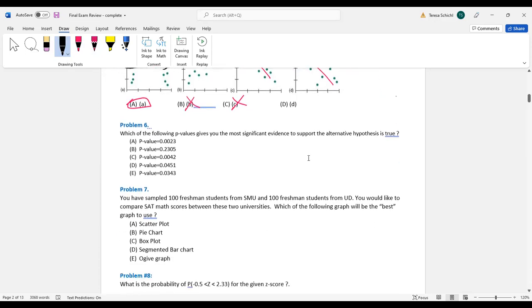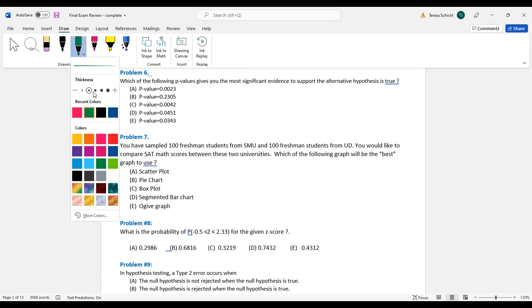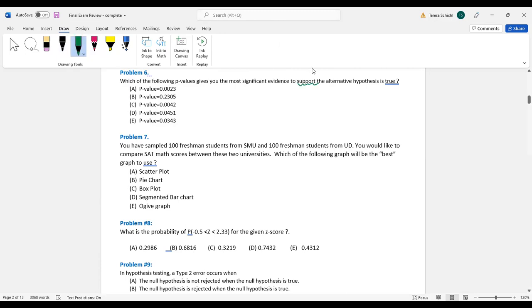Okay, now let's take a look at number 6 here. Which of the following p-values gives you the most significant evidence to support that the alternative hypothesis is true? All right. So support. This is just like we talked about before. We need to write it out. Support the alternative hypothesis. What does that mean? That means I'm going to reject H0.